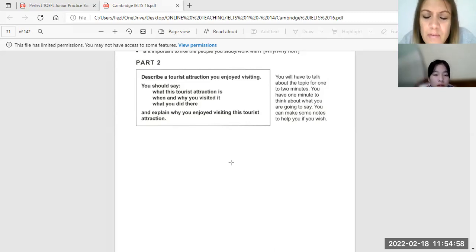A tourist attraction means it's a place that everybody wants to go see. It's a famous place in Vietnam or in the US or in the UK or in Australia. Lots of tourists go there. Describe a tourist attraction, a place where lots of tourists go, that you enjoy or that you visit.